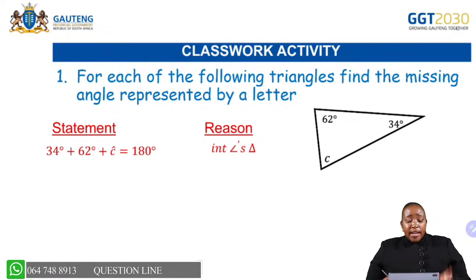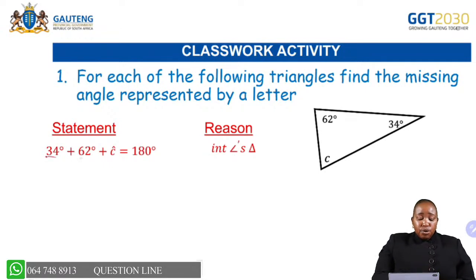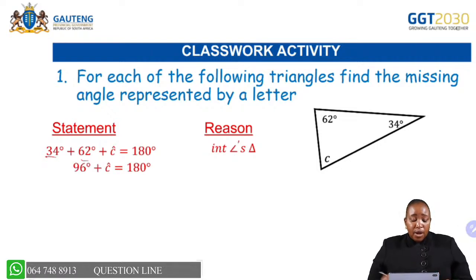Okay, now what happens here? Remember, you're looking for angle C, right? So you need to make sure that angle C is on its own on the left. So we have to add those two. So we collect our like terms first. Okay, once we've collected our like terms, what do we do next? We notice that 96 degrees is positive, so we are going to subtract it on both sides by using its additive inverse. So now we've subtracted 96 degrees on the left and 96 degrees on the right.